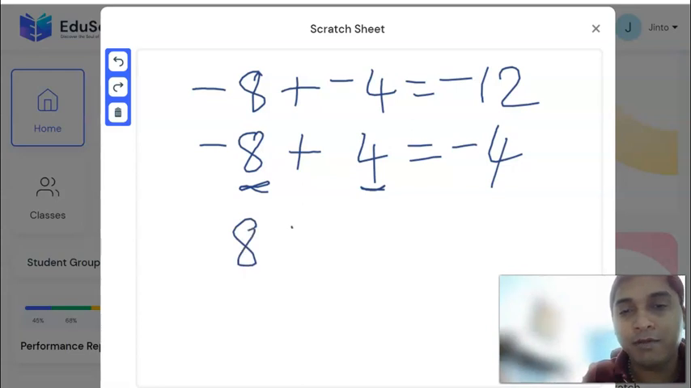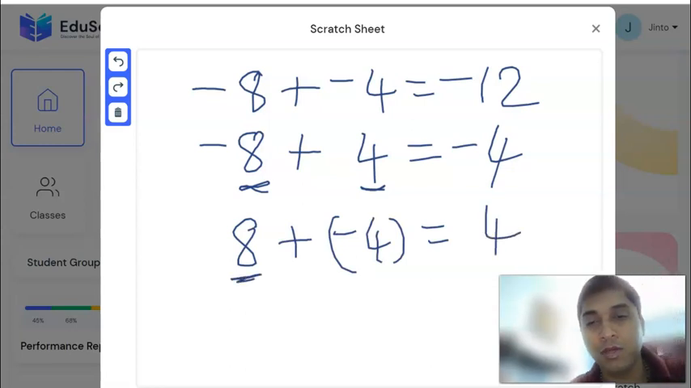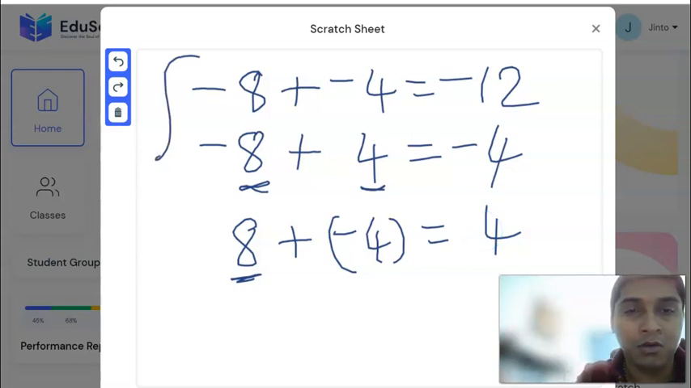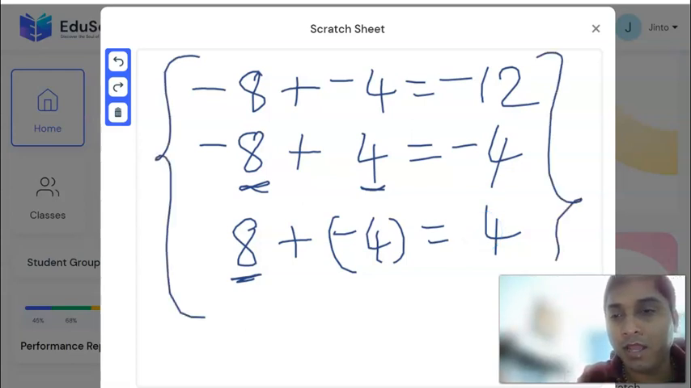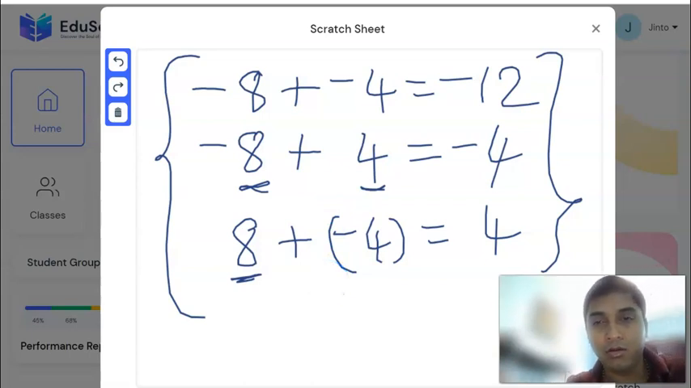But what if +8 plus -4? Now in that case the difference is still 4, but you are forced to go with the sign of the bigger absolute value. 8 has positive in that sense, so you go with the positive answer over there. So these are all possibilities of adding integers. Either they are same sign or they are different signs. And once you are done with all these three possibilities, you already got to add integers fluently.